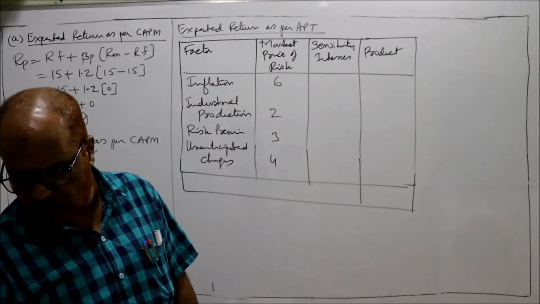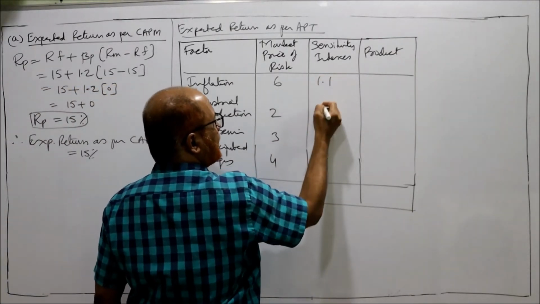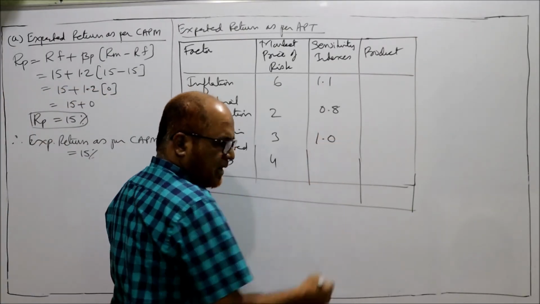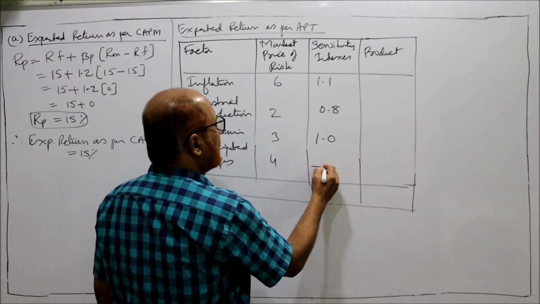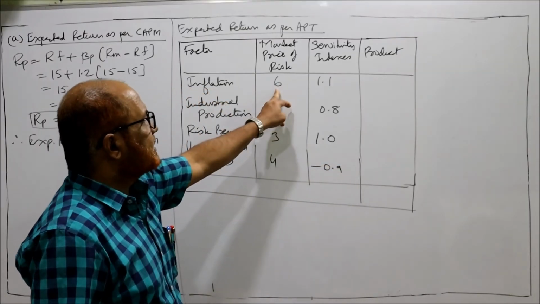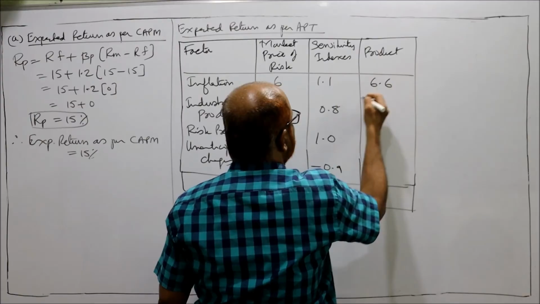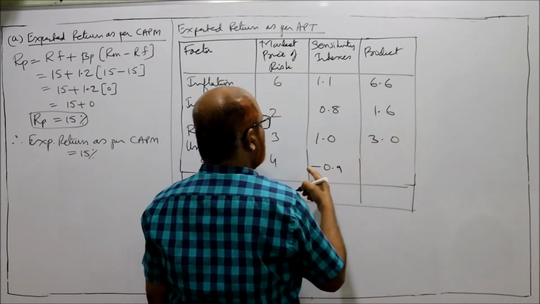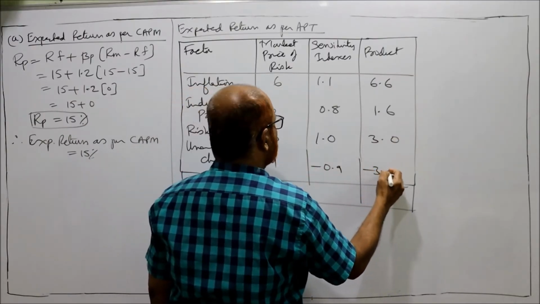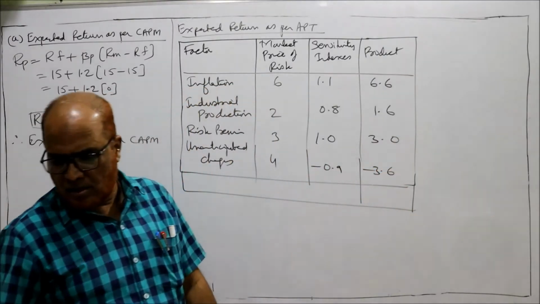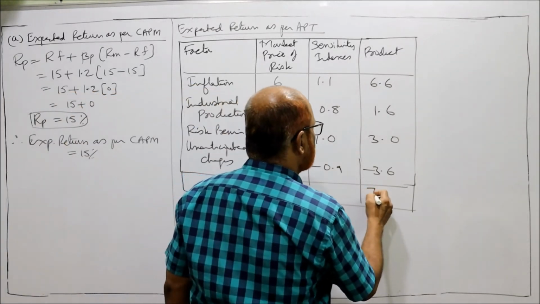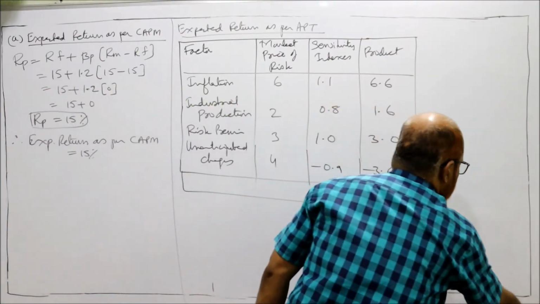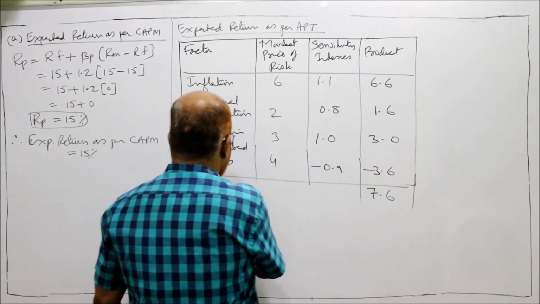The market prices of risk are 6, 2, 3, 4, and the sensitivity indexes are 1.1, 0.8, 1.0, and lastly minus 0.9. Now you multiply. 6 into 1.1 is 6.6. 2 into 0.8 is 1.6. 3 into 1 is 3. 4 into minus 0.9 is minus 3.6. Now find the total. It is 7.6. To this 7.6, we have to add the risk-free rate.